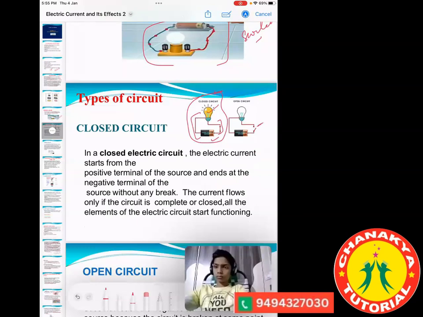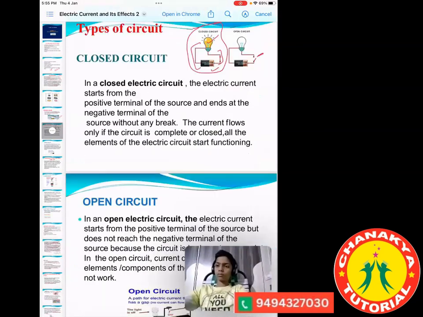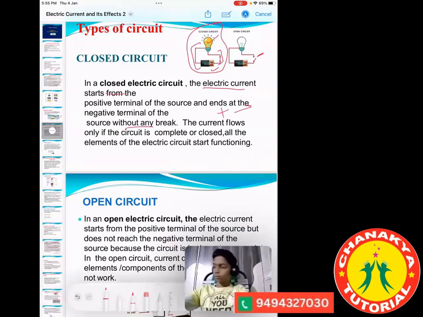Whereas here, the switch is off, right? So that is why the bulb does not glow, because the connection of the wire got disconnected. So in a closed electric circuit, the electric current starts from the positive terminal of the source and ends at the negative terminal of the source without any break. So always the charge will flow from positive to negative.